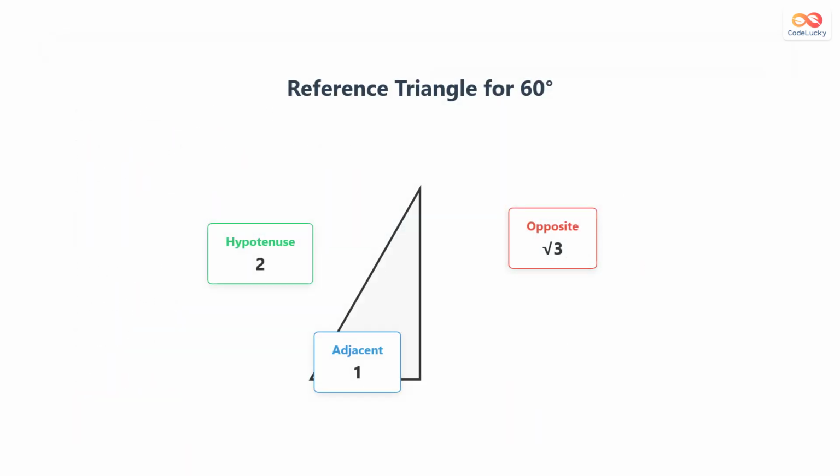Now we focus on just the right-angled triangle on the left. Let's label the sides relative to the 60-degree angle at the bottom corner. The longest side, opposite the right angle, is the hypotenuse, which is 2. The vertical side is opposite the 60-degree angle, so its length is the square root of 3. The bottom side is adjacent to the angle, so its length is 1.